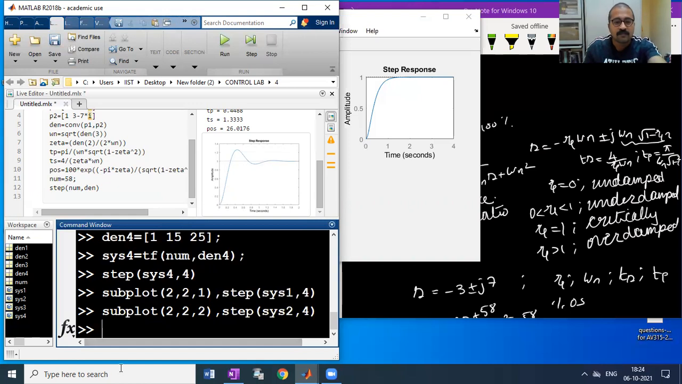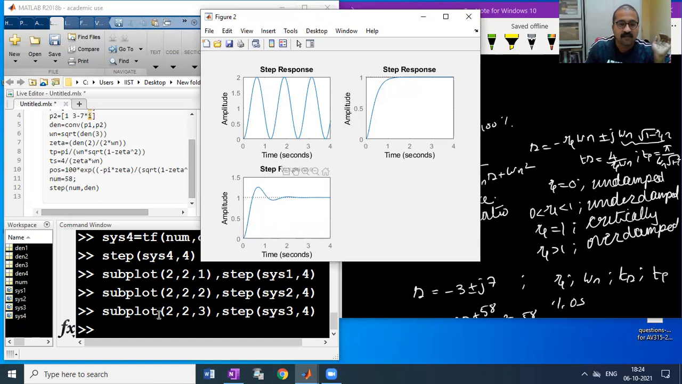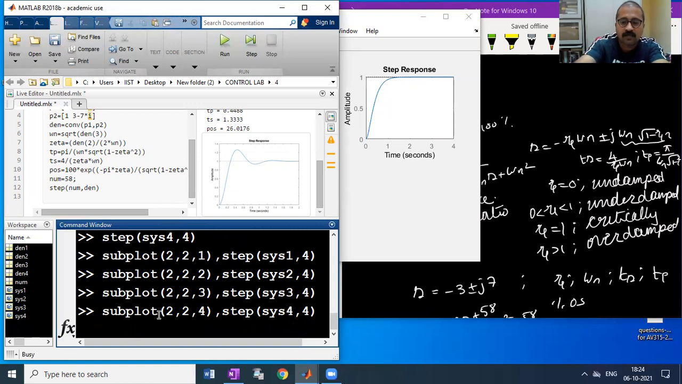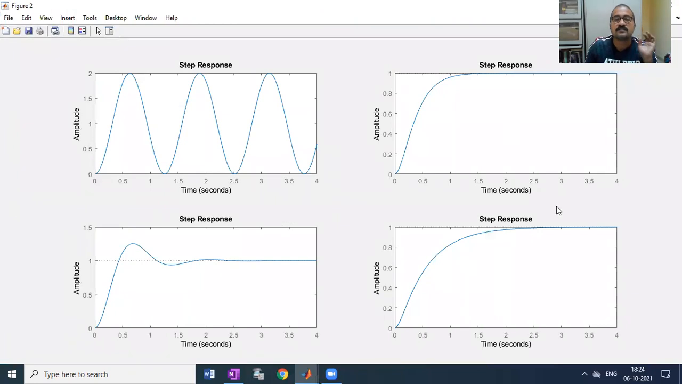Now subplot 3. That means sys 3, that is the underdamped system response. Okay, this is the underdamped case. And finally, subplot 2 comma 2 comma 4, sys 4. That will give the overdamped response like this. Okay, this way also you can plot the response. Is that clear?